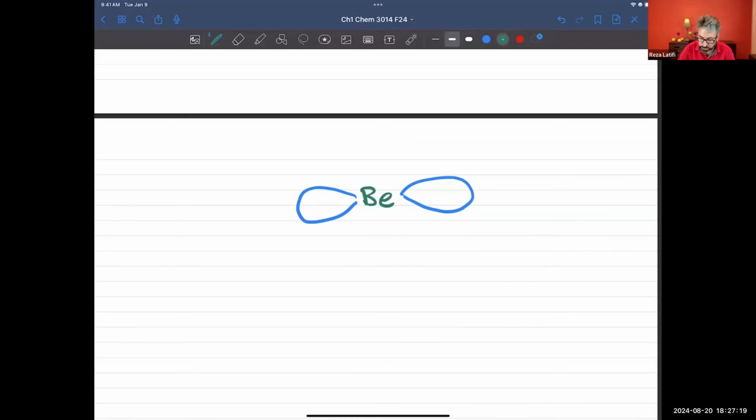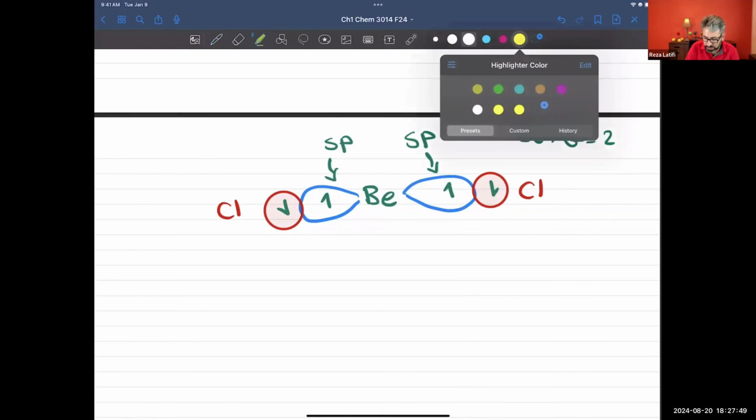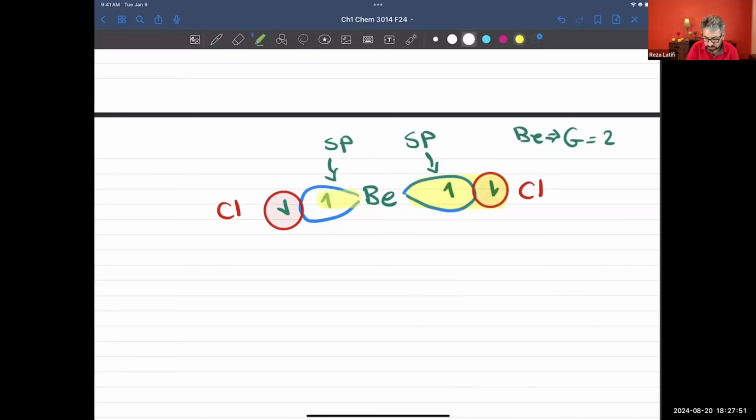Beryllium is a group 2, so you have 1 electron up here, and those are sp orbitals. Now show the chlorine. Chlorine is going to reach from this direction or that direction. Chlorine will come with 1 electron that is pointing down. Now this interaction is going to be a sigma bond. I got a sigma bond.